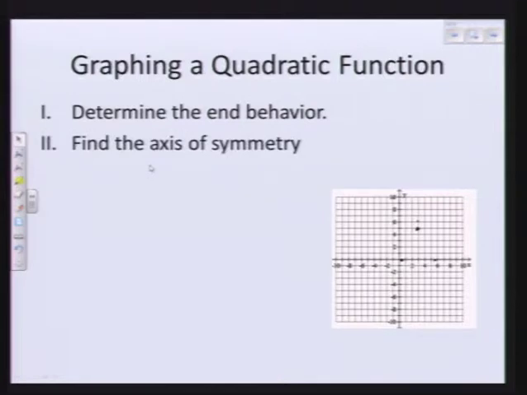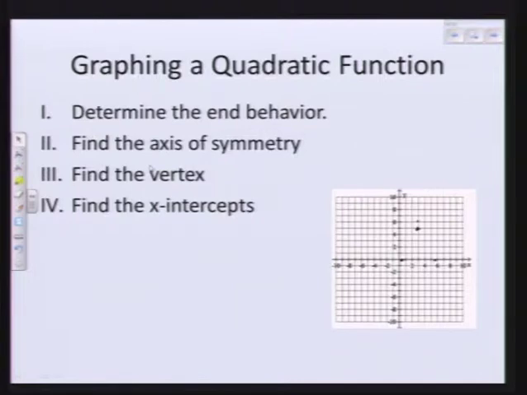Next, we're going to find the axis of symmetry. It'll be the second step. From there, we're going to find the vertex. Remember that the axis of symmetry is the x-coordinate in your vertex. After we find the vertex, we're going to find the x-intercepts. And once again, we want to note that sometimes these x-intercepts are not real numbers. In other words, we may get a complex solution when we set our equation equal to 0. So keep that in mind, and occasionally you will have no real x-intercepts.